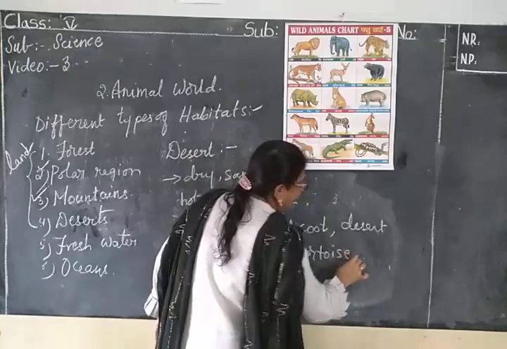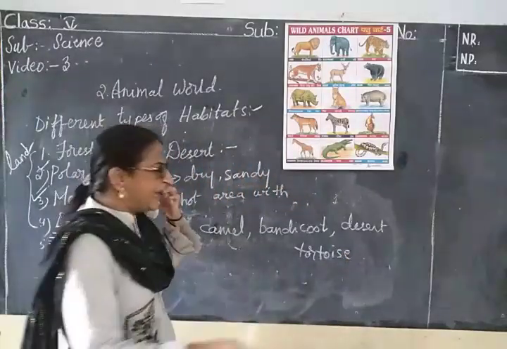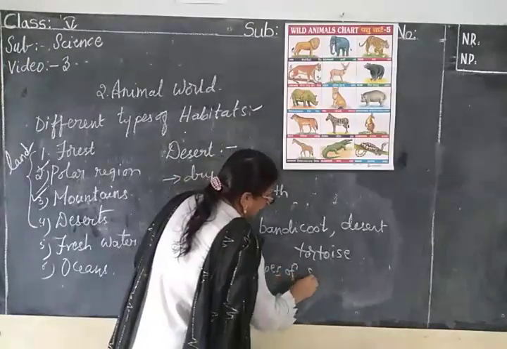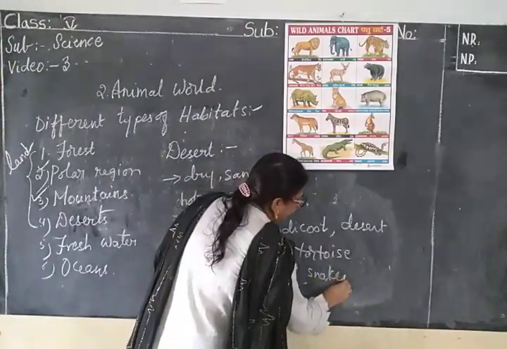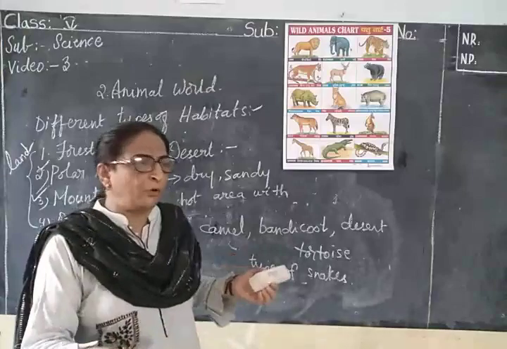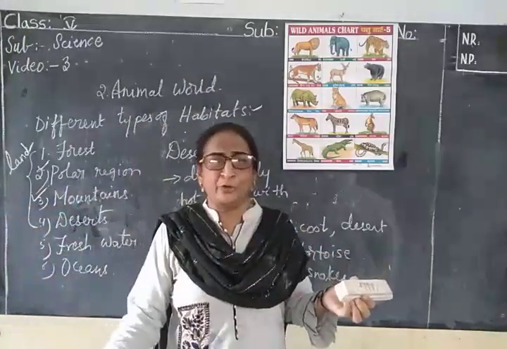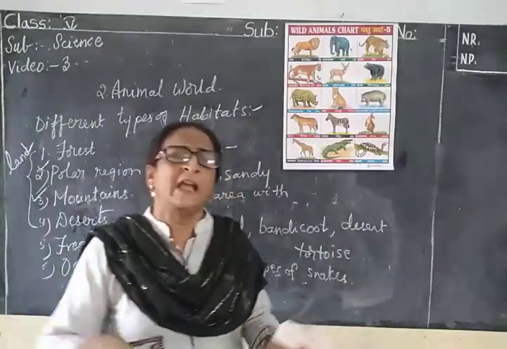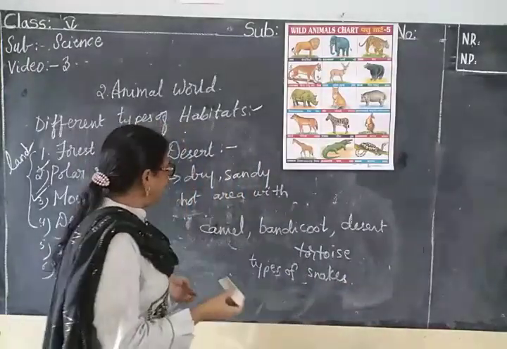These are the examples of animals that live in the desert. Some types of snakes. So snakes are also found in deserts. In water also you find snakes. So snakes are of different kinds and they have different types of habitats. So they live in different habitats also.